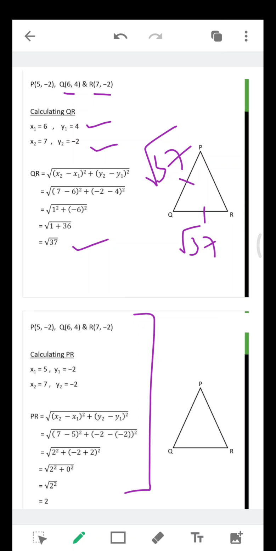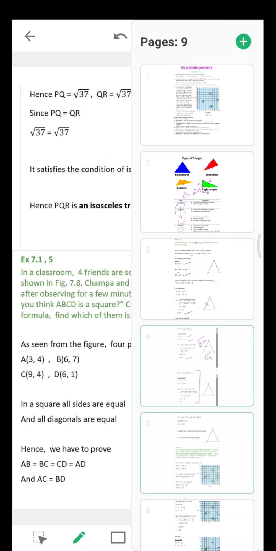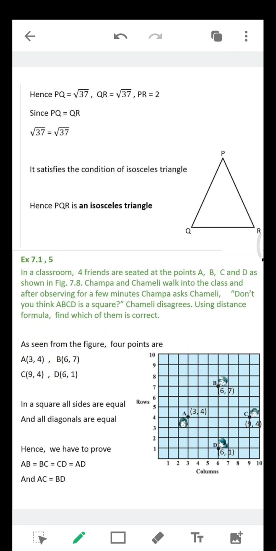In case if it is asked to prove equilateral triangle, then you should go for third side and prove that all three sides are equal to prove it as an equilateral triangle. For isosceles triangle, you can say from the first two steps only. So finally we have got PQ and QR as equal to root 37. So we can say that PQR is an isosceles triangle.